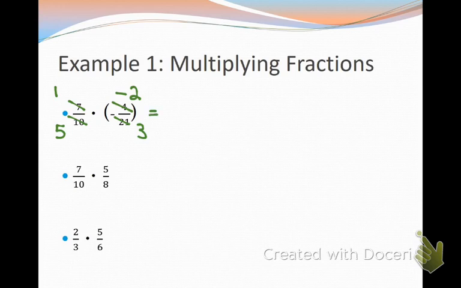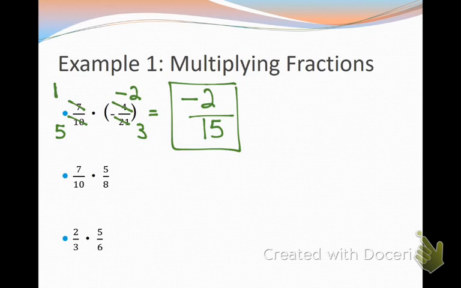Now I'm going to go ahead and multiply my reduced factors. 1 times negative 2 is negative 2 over 15. And if I have effectively cross-reduced, then the first time I multiply will be my final answer. It will not be able to be reduced anymore.